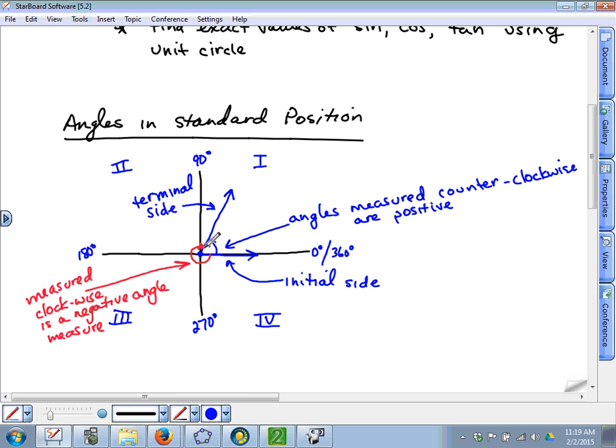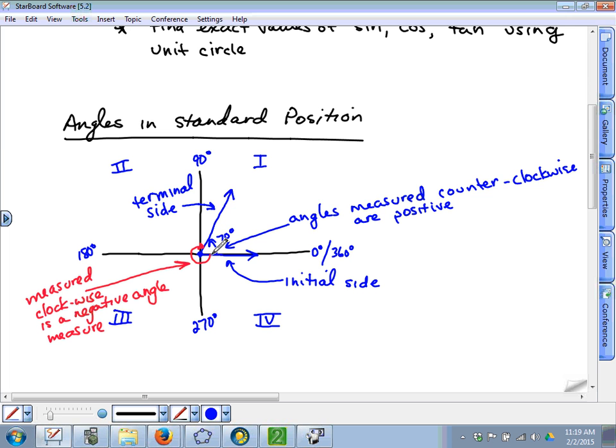So this one angle could be measured two different ways, and it's the exact same angle. Just as an example of what I'm talking about, how would we estimate the measure of this angle? We know the terminal side is in quadrant 1, so it's got to be less than 90. What is it? Maybe 70 degrees? Okay. But that's if we're measuring it positive. We could call this positive 70 degrees if we're going counterclockwise.